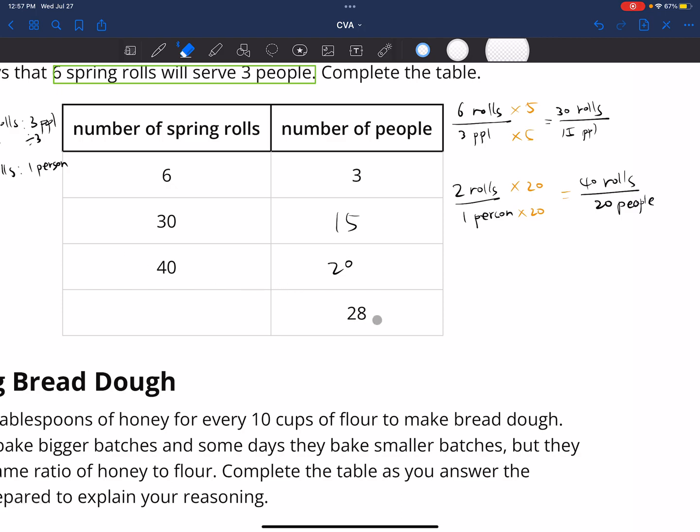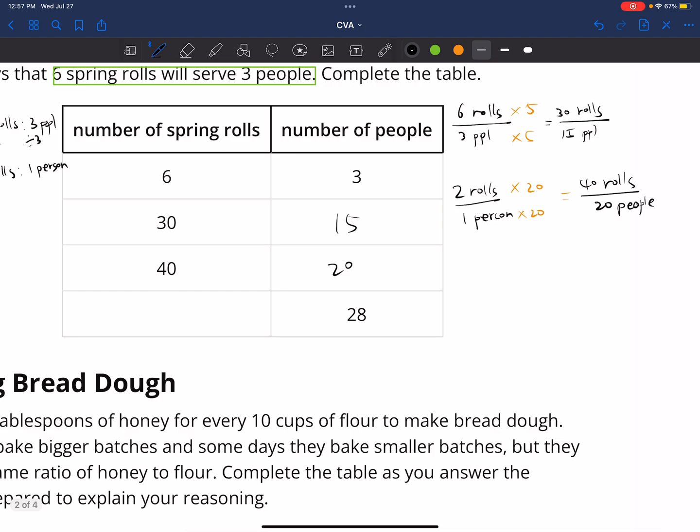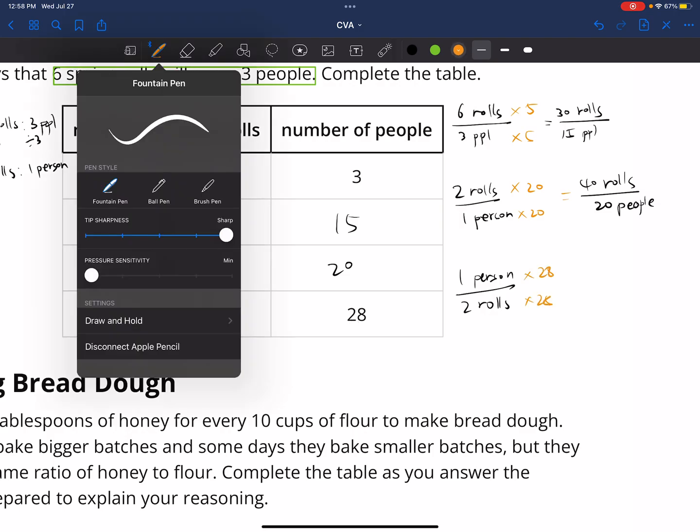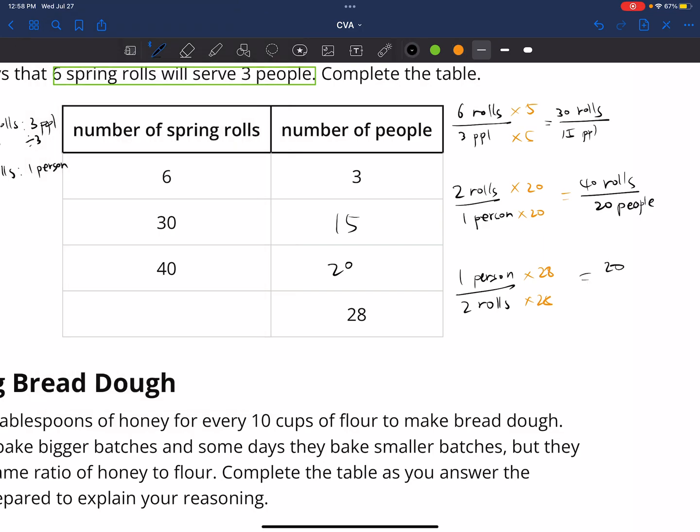And then now finally, we got number of people. So you can actually just do this if you want to. You don't have to put the person always on the bottom. You could also put it on top. You could go 2 people, right? Or 1 person gets 2 rolls, right? Which means if I have 28 people, I have to multiply the top by 28. And that is going to equal 28 people and 2 rolls. That's going to be 56 rolls.